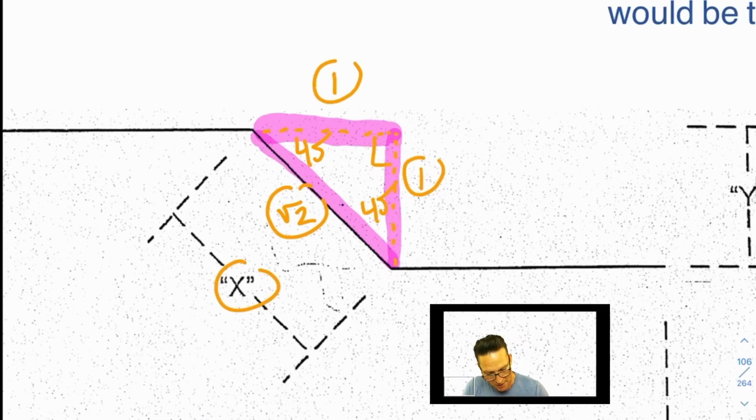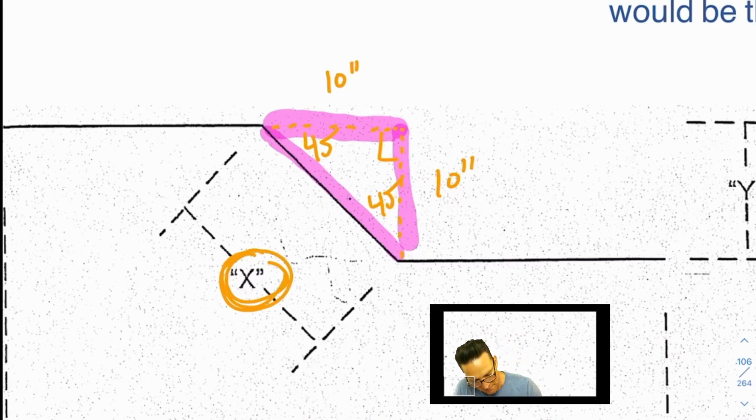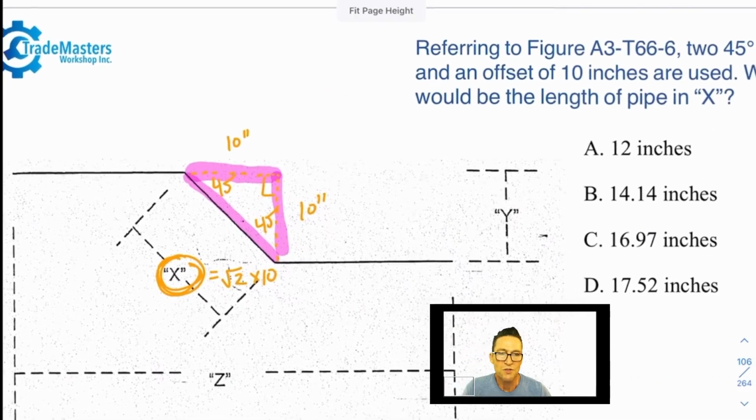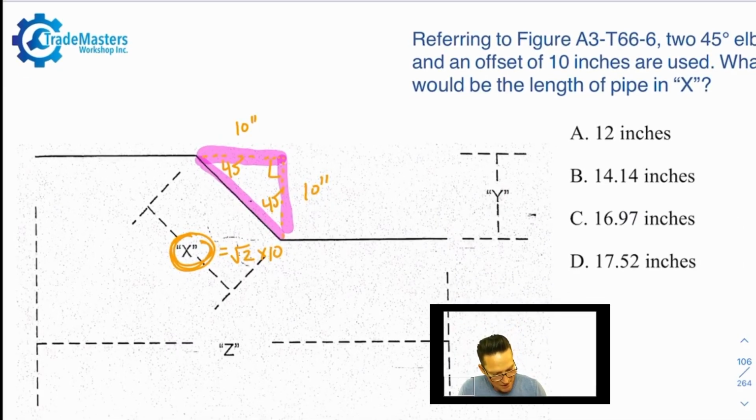So I'm just going to put in the actual numbers now. Bring my highlight back in. And what do we know? We know that this is 10 inches, right? This is also 10 inches because they have to be equal as per our 1, 1, root 2 triangle. You know what this side's going to be? X. It's going to be equal to root 2 times 10. So once you calculate that, you're going to realize very quickly that root 2 times 10 is 14.14 inches.